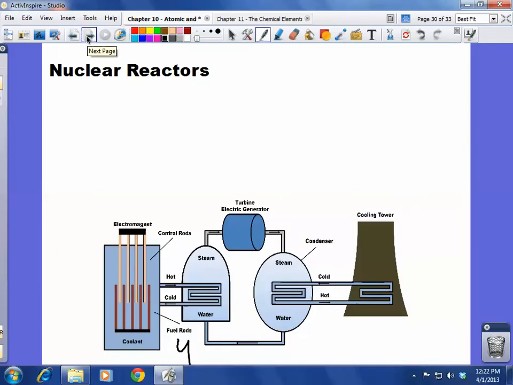If I lower these control rods in here, they absorb those neutrons without starting new nuclear reactions. But if I raise them up, I speed up the reaction because I'm letting all those neutrons hit more uranium atoms. So by moving these control rods up and down, I can control the speed of this reaction. Now, why do you think it's critically important that these are held in place by an electromagnet?